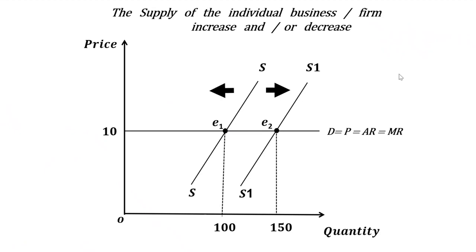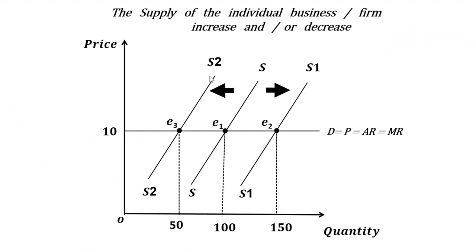Then the supply curve will shift to the left. A new supply curve will be formed, S2, and a new equilibrium point, E3. Now, what happens there? When the supply curve shifts to the left, the supply on the market will decrease from 100 units to 150 units, but the price remains the same. The price remains constant at 10 Rand.